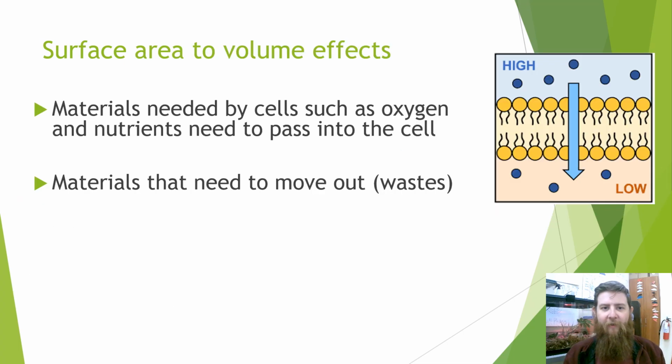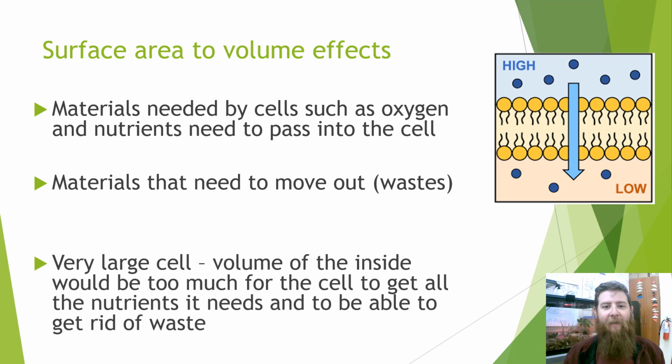Some things that we need to get inside of the cell are things like oxygen and nutrients. Things that we need to get out are things like waste. And so we will move them into and out of the cell there. In a very large cell, your volume would be too much to get all the nutrients you need, and it'd be too much to get rid of all the waste. So you can't have too big of a cell. Cells have to start out a certain size.